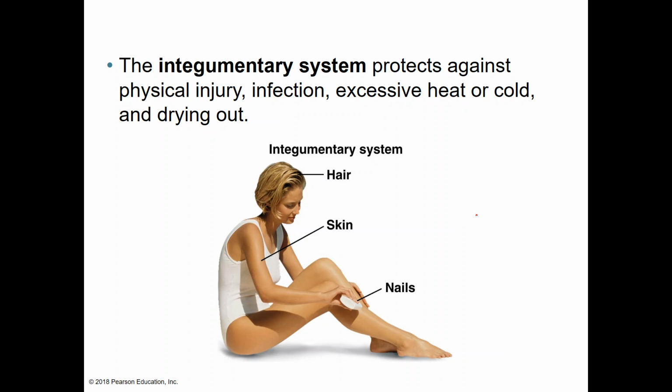As I mentioned, the integumentary system is our skin, hair, and nails, so this is the system that protects us against infection, excessive heat and cold. It keeps us from dehydrating and protects us because we have, as I mentioned, multiple layers of skin cells. It is our protection against physical injury as well.